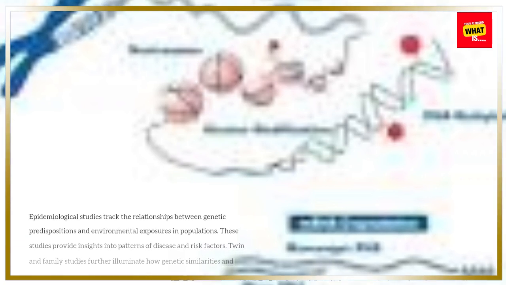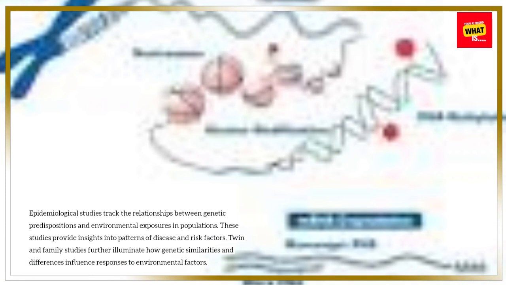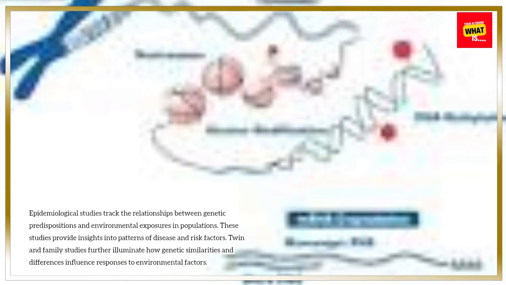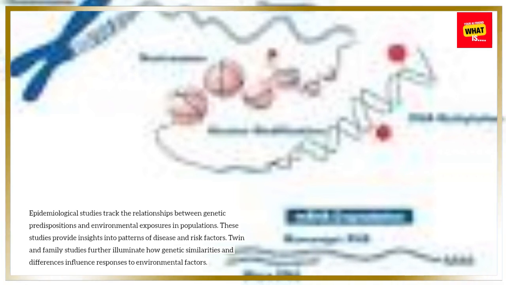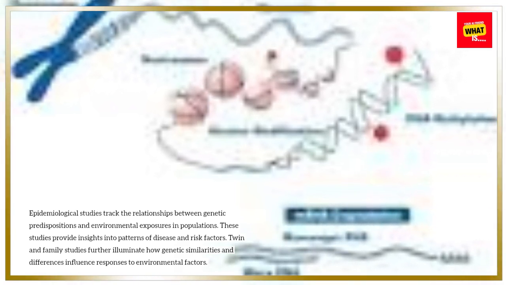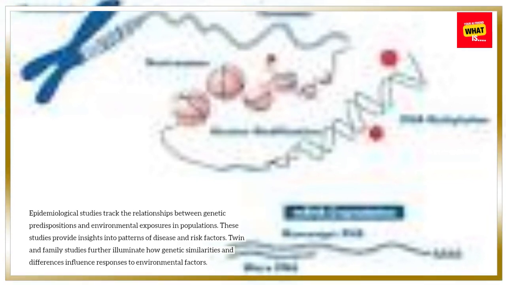Epidemiological studies track the relationships between genetic predispositions and environmental exposures in populations. These studies provide insights into patterns of disease and risk factors. Twin and family studies further illuminate how genetic similarities and differences influence responses to environmental factors.